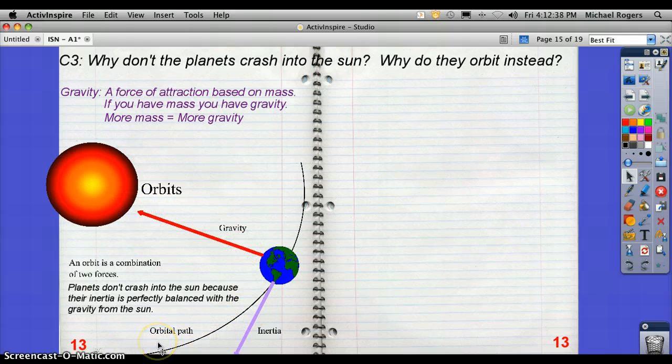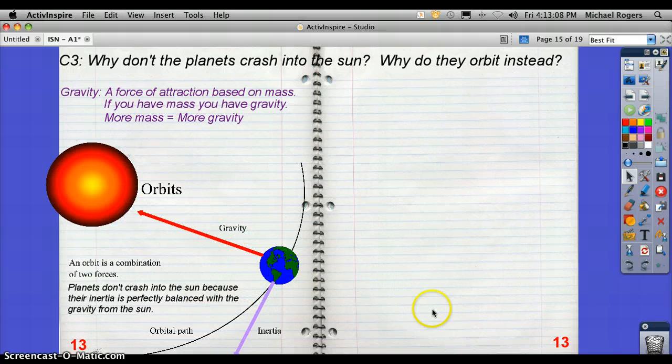And what Newton finally put together is that there's another force, a second force. And he identified that as inertia, the tendency of an object to keep going in a straight line unless it's acted upon by an outside force. That's all Newton's first law. And so an orbit is really a combination of these two forces that are kind of in a tug of war with each other. And planets don't crash into the sun because these two forces are perfectly balanced, and that creates a stable orbit. So likely this is what you'll have on the left side of your notes.